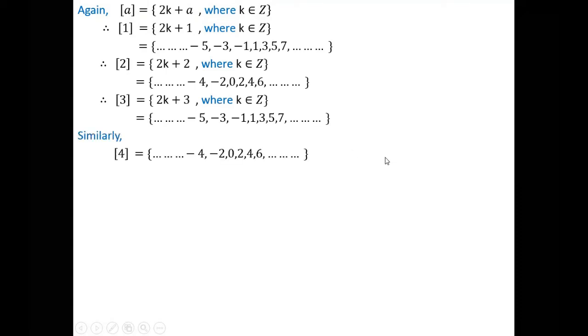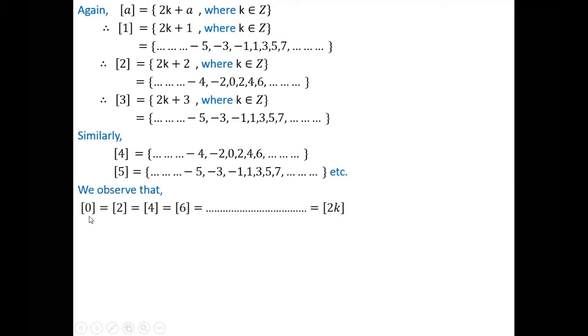Now from above we can conclude that the equivalence class of 0, the equivalence class of 2, the equivalence class of 4, these are the same sets, right? That's why they are equal. Moreover, this is the even integer set. Similarly, [1], [3], you see 2k plus 1, the odd integer set.